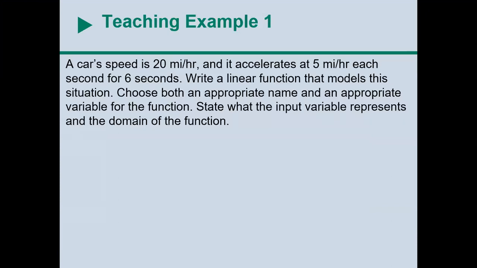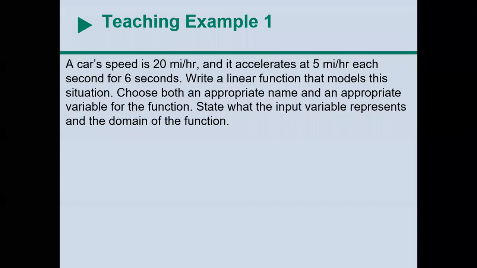A car's speed is 20 miles per hour, and it accelerates at 5 miles per hour each second for 6 seconds. Write a linear function that models this situation. Choose both an appropriate name and appropriate variable for the function. State the input variable, what the input variable represents, and the domain of the function.